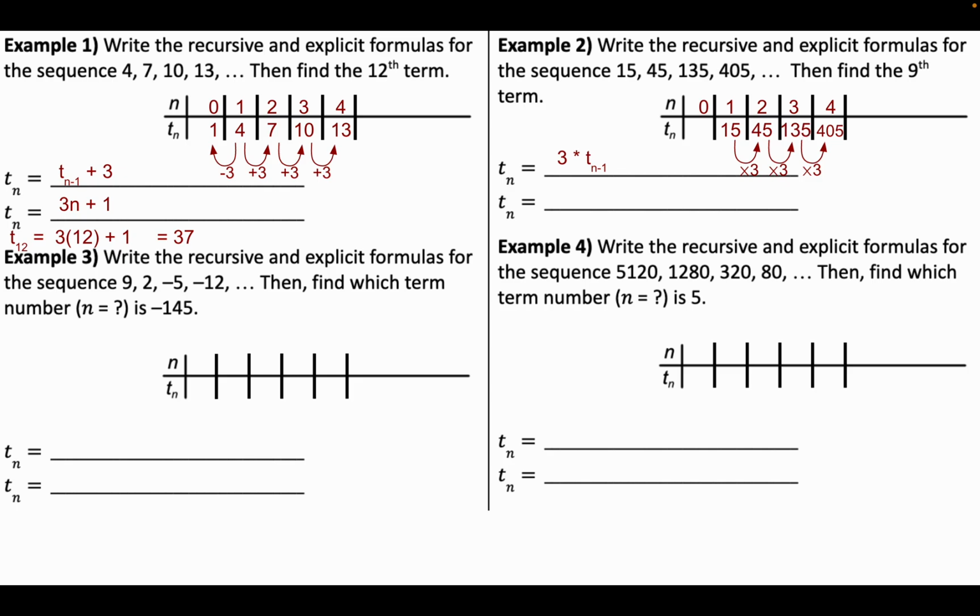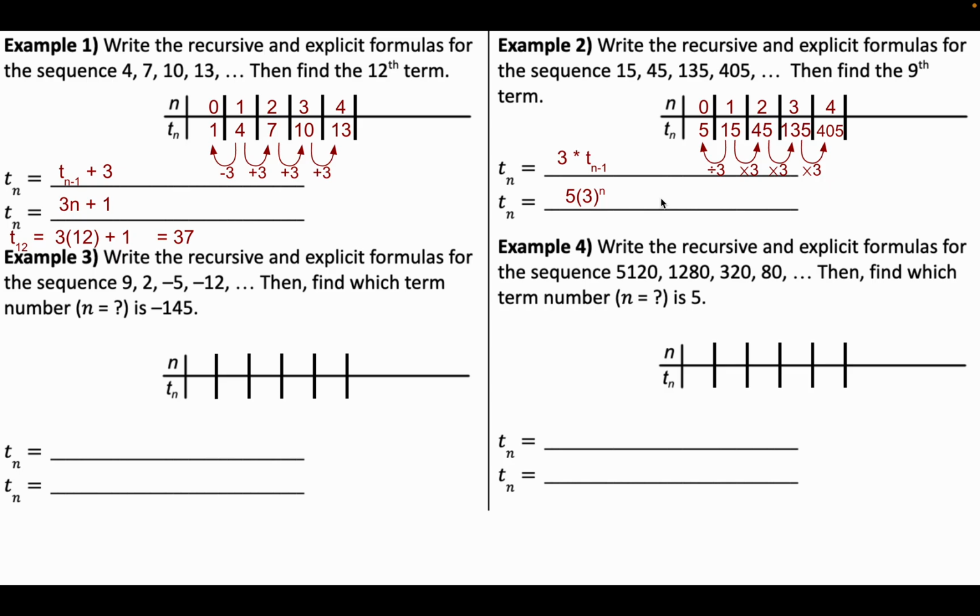The explicit formula should be a little bit simpler. For the explicit formula, we're starting with our starting value. So again, to do that, we have to go backwards. Instead of times 3, we're going to do divided by 3. 15 divided by 3 is 5. So we're starting off with 5. And then we're going to take that times our pattern of change, which is 3, and that's raised to the n power.